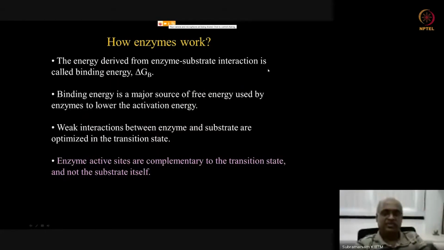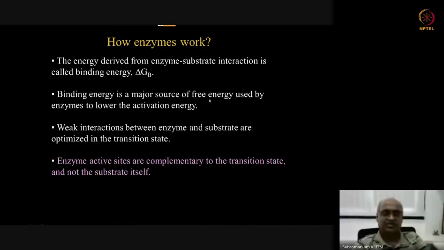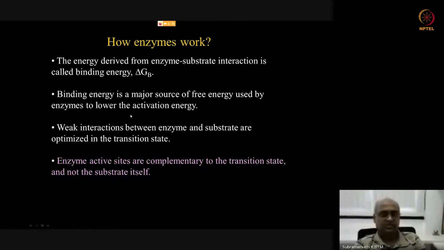So the energy derived from enzyme substrate interaction is what we call binding energy, and this binding energy is a major source of free energy used by enzymes to lower activation energy. This is something you need to remember. This is characteristic of all enzymes. The covalent bond formations are specific to certain enzymes and certain substrates. That's not going to be there in every enzyme. Whereas these non-covalent interactions, multiple of them, are common to all enzymes, and therefore their contribution to reducing the activation energy is something you need to remember as the primary hallmark of an enzyme.